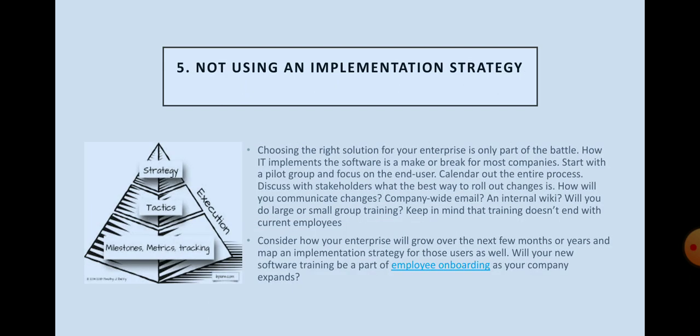Not using an implementation strategy. Strategy is a very important thing. Even in Big Boss, they use strategy to play the game. In the same way, in IT they also follow some strategy to win among other companies. Choosing the right solution for your enterprise is only part of the battle. How IT employs and implements the software is the make or break for most companies.